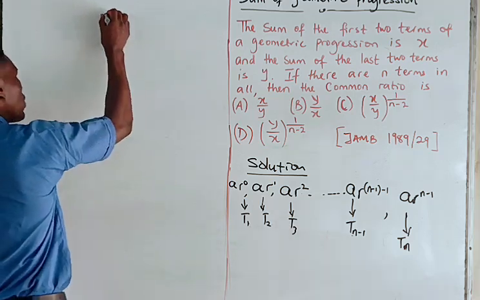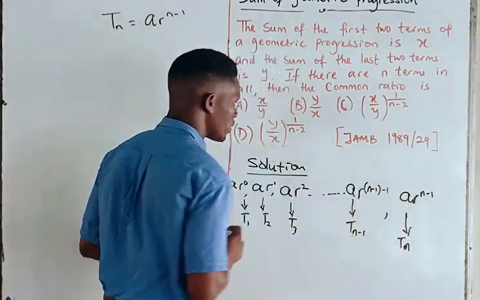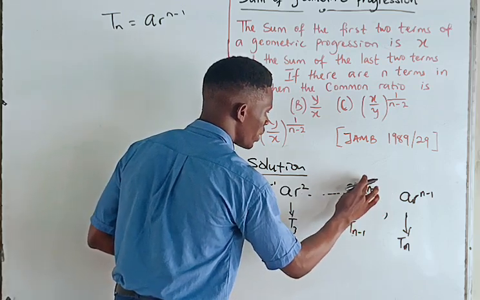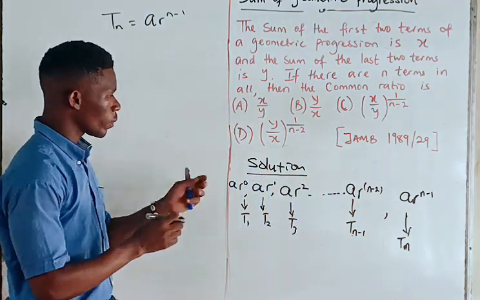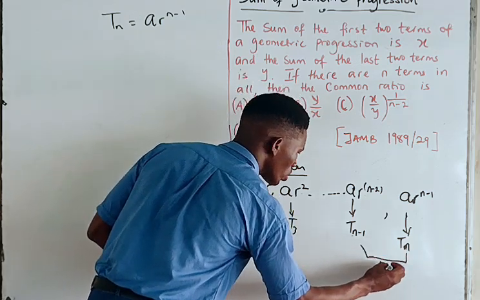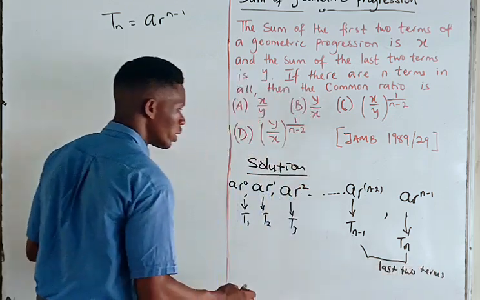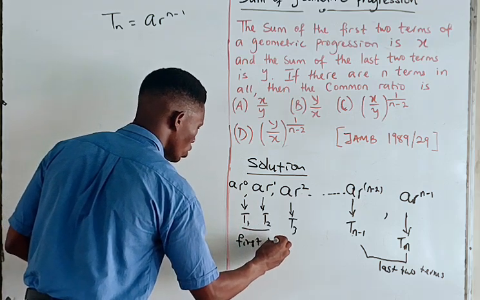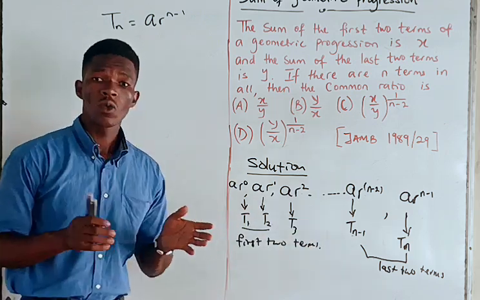We remember that the nth term of a geometric progression is equal to AR raised to the power of n minus 1, and that's what we have here. So this, I can just write as n minus 2. You can see this will give n minus 2, right? So these two here are the last two terms, while these two here are the first two terms. So that is the information that we have in the question.